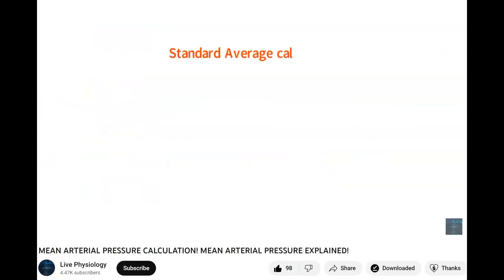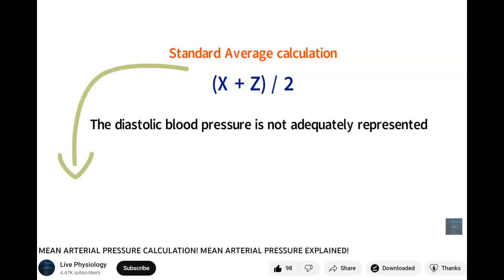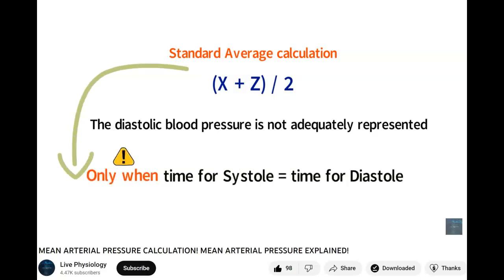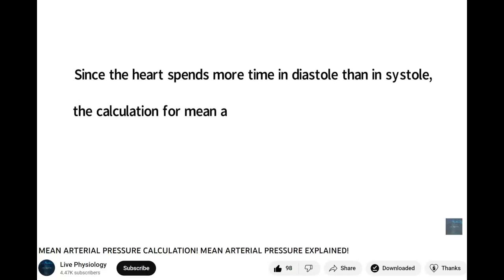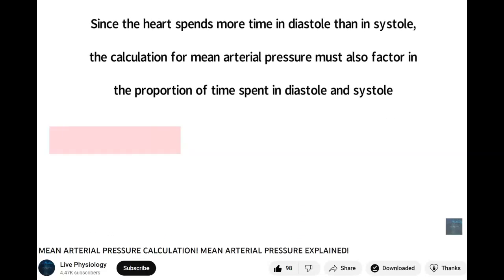In other words, in the case of the standard average calculation, where two numbers are added together and then divided by 2, the diastolic blood pressure is not adequately represented. This formula would only work if the heart spent exactly the same amount of time in diastole as in systole. Since the heart spends more time in diastole than in systole, the calculation for mean arterial pressure must also factor in the proportion of time spent in diastole and systole.